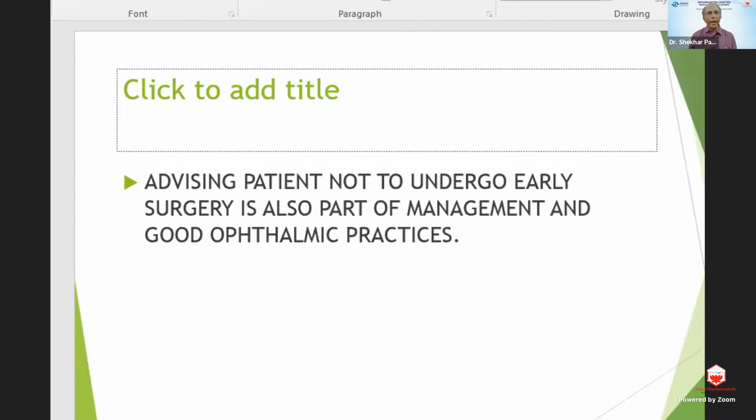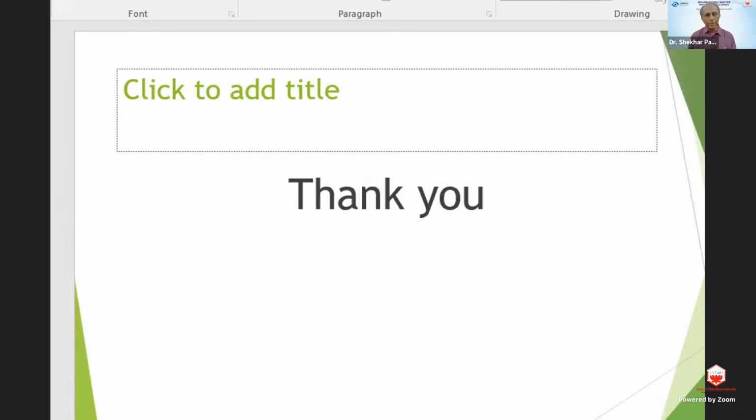So in the end, at times, advising the patient not to undergo early cataract surgery is also a part of management, and it is good ophthalmic practice. Thank you very much.